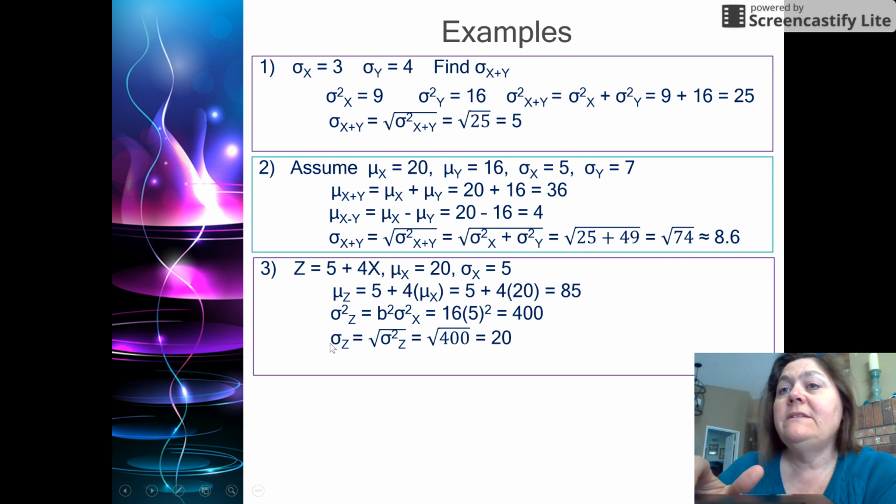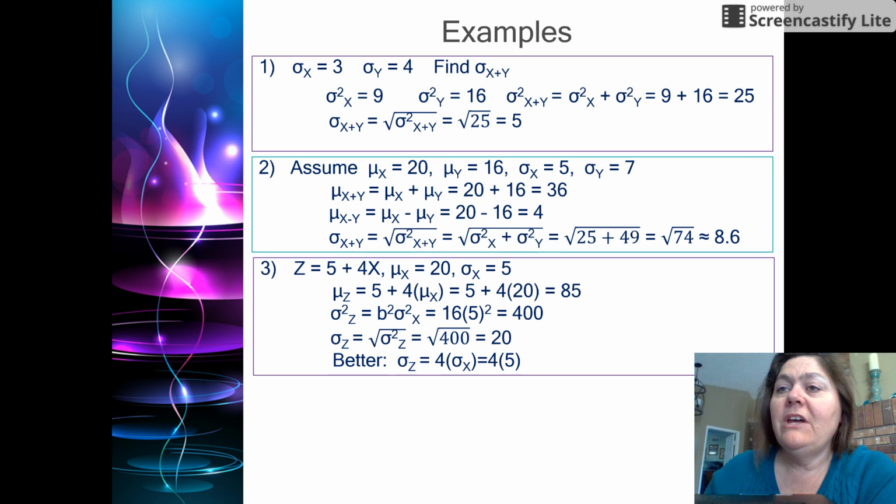Now, another way to find the standard deviation, you don't have to go all the way through the variance and square root. You can take that 4 times the 5 to get this. Okay, you can do b because it's just the square root of this. So you could do b times the standard deviation of x and have 20. I just went the long route to show you what the variance is and then the standard deviation as well. So if you're just finding the standard deviation, the easier way is to just take 4 times the standard deviation.